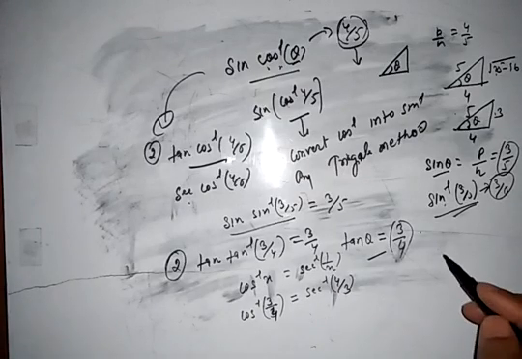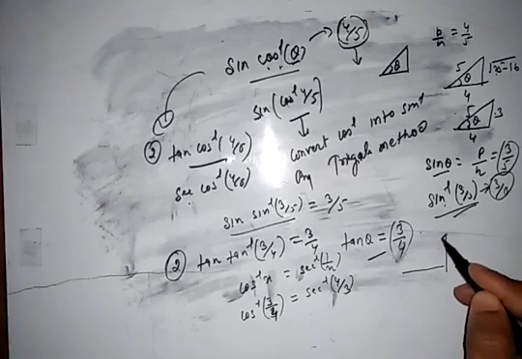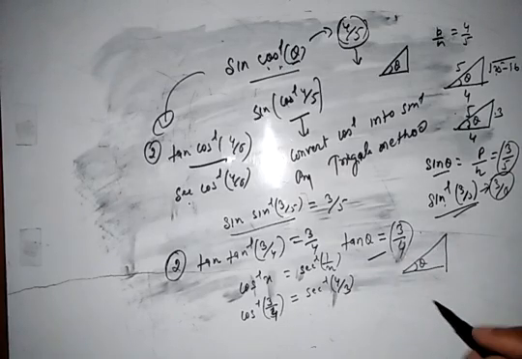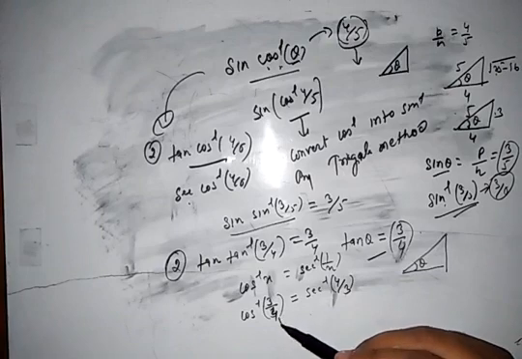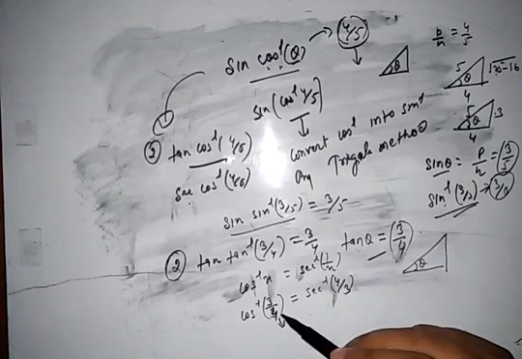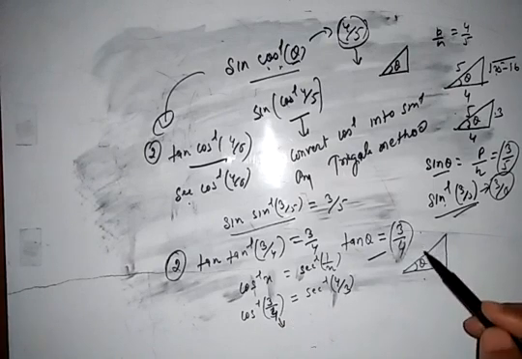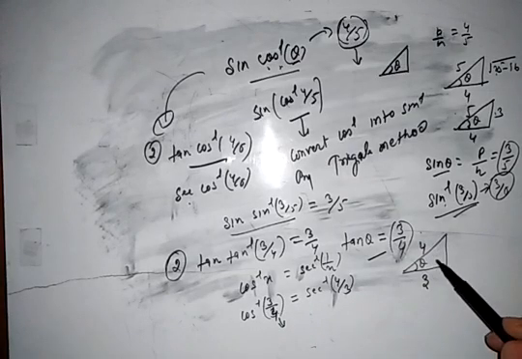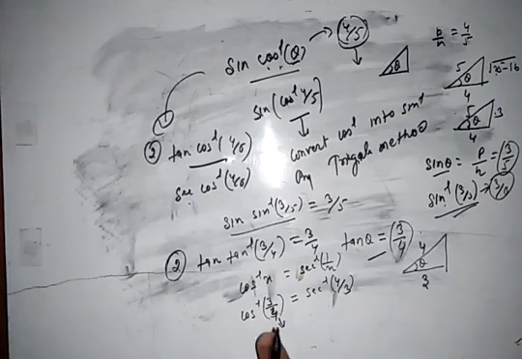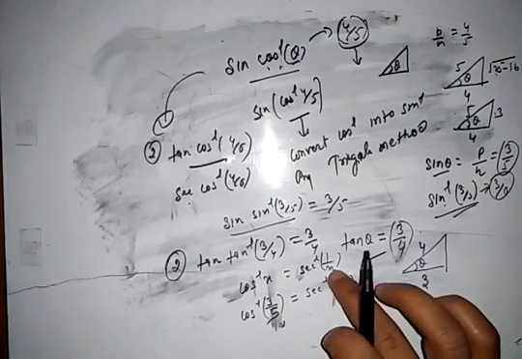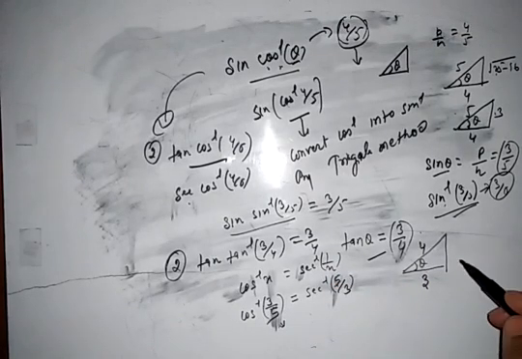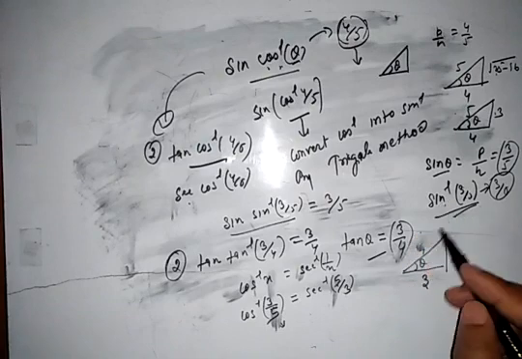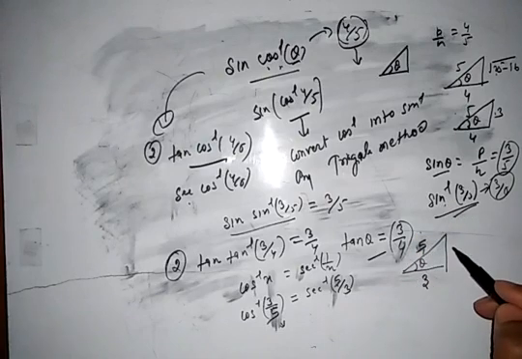How? Let's see. I've drawn a triangle. Let's assume theta. If you take cos inverse 3 by 4, cos theta is nothing but b by h. Here b is 3 and h is 4, no doubt, but I have assumed something wrong. Take here 5, so that is easy to find. So this will become 5, and this will become 4.